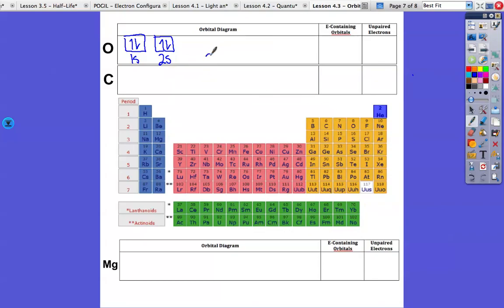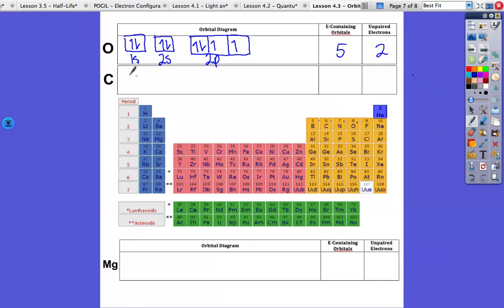And then to the 2p, there's 3 orbitals, so we're going to draw 3 boxes that are connected. And to get to oxygen, we need 1, 2, 3, 4 electrons. So each one of my 2p orbitals is going to get 1 electron, and then the first one is going to get that second helping. So all of the orbitals contain electrons, so we have a total of 5 electron-containing orbitals, and we have 2 unpaired electrons.